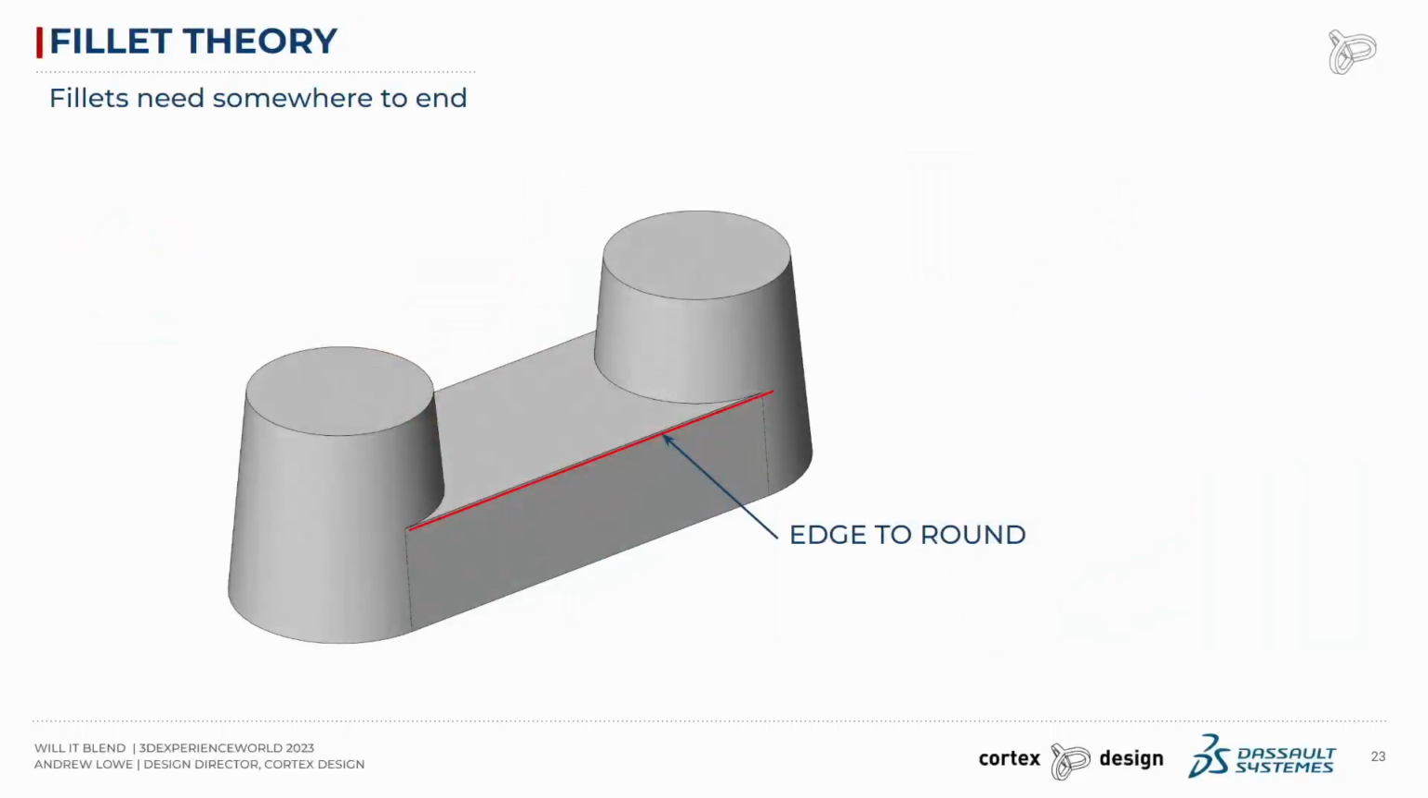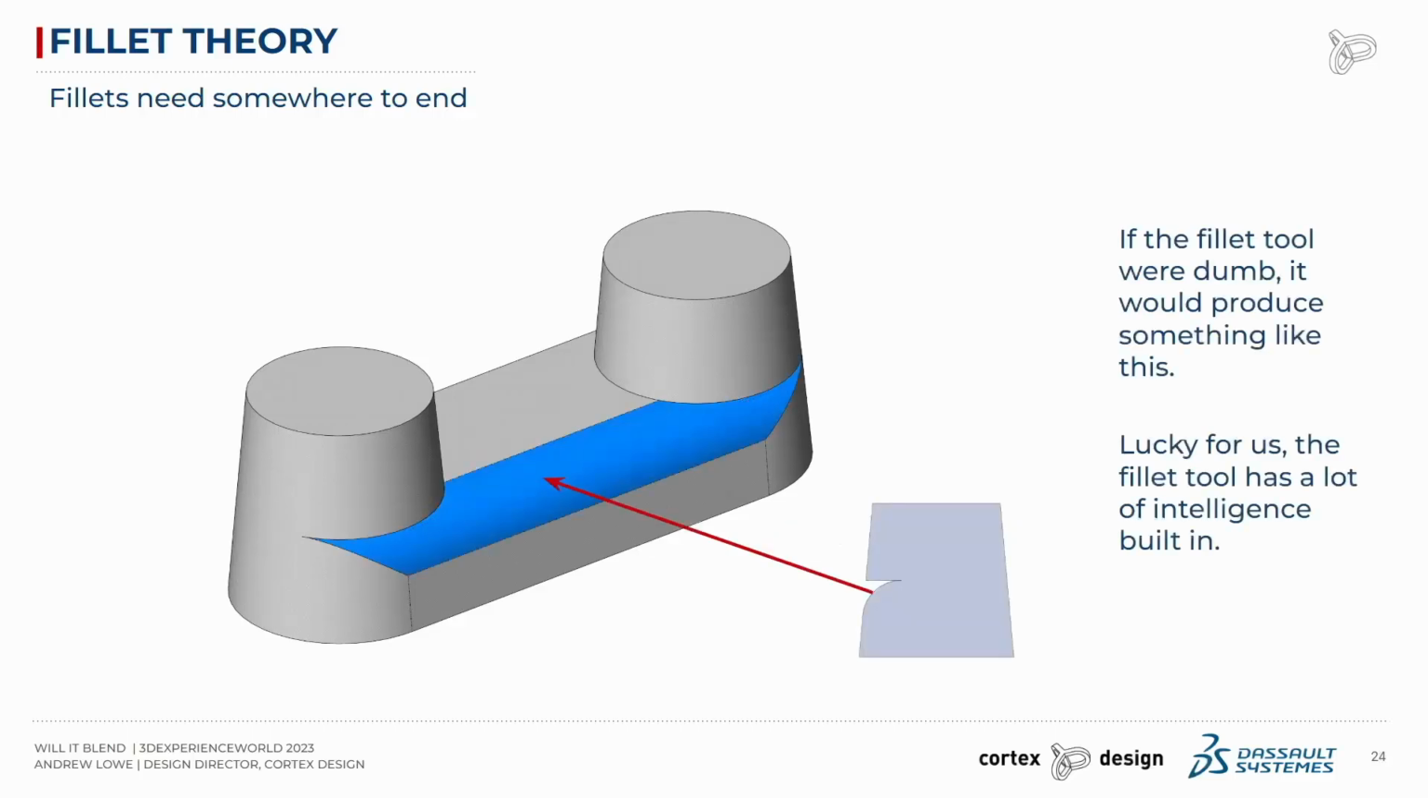So I want to jump into fillet theory. This is how fillets work in SOLIDWORKS. They need somewhere to end. So in this example, I would like to apply a fillet to the red edge. I'm going to round that over. And everyone's done this before. We know the result we're going to get. But why are we getting that result?